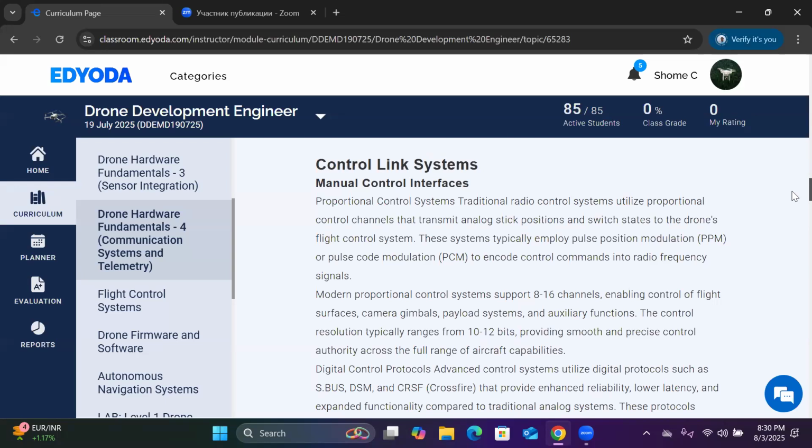signal. Modern proportional control systems support 8 to 16 channels, enabling control of flight surfaces, camera gimbals, payload systems, and auxiliary functions. The control resolution typically ranges from 10 to 12 bits, providing smooth and precise control authority across the full range of aircraft capabilities.